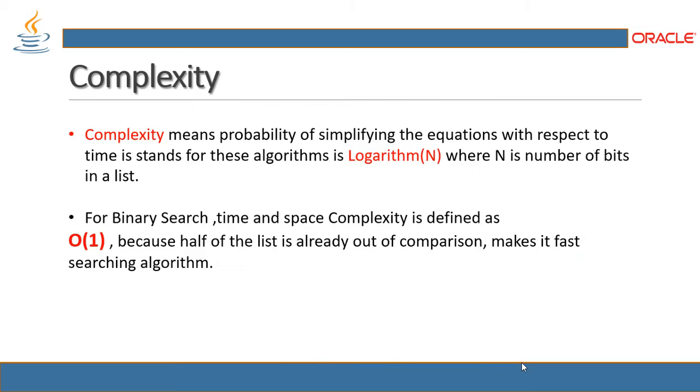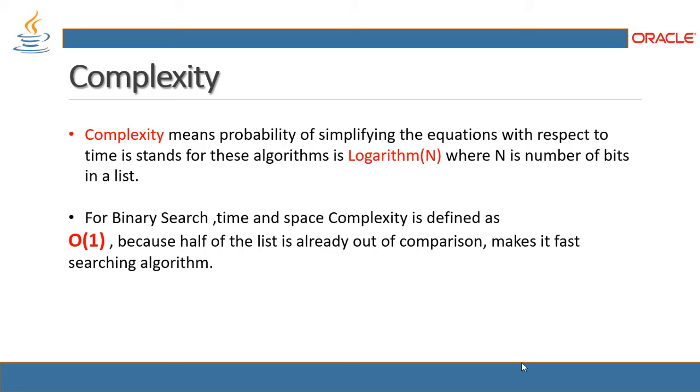Now let's talk about the complexity. Complexity means how the work of solving the problem grows with respect to time. It is expressed for these algorithms as log n, where n is the number of elements in a list. To understand it in simple words, it is the time taken to find the key in a search algorithm, with respect to the number of elements in the list.